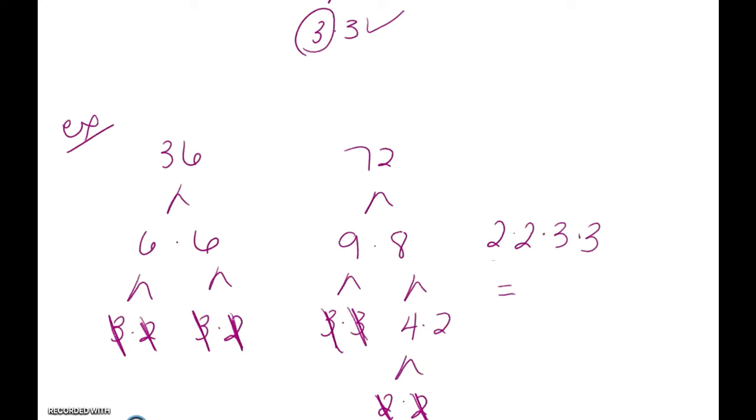Now, when you have multiple numbers here, we're going to multiply them together. So 2 times 2 is 4. 3 times 3 is 9, and 4 times 9 is 36. So the GCF here of 36 and 72, of course, is 36, because 36 times 1 is 36, and 36 times 2 is 72.